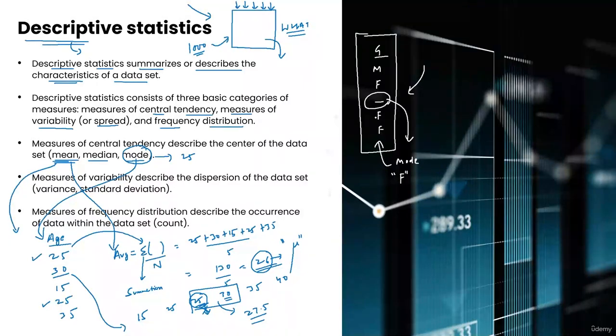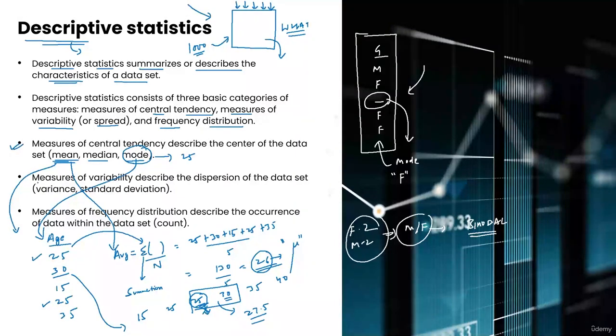So normally mode is that particular attribute which has the largest amount of occurrences, the maximum amount of occurrences. What if you have 2 females and 2 males? In that case, your mode could be both of them. This scenario is called bimodal. Anyways, we will be covering measures of central tendency in depth in one of our future videos.